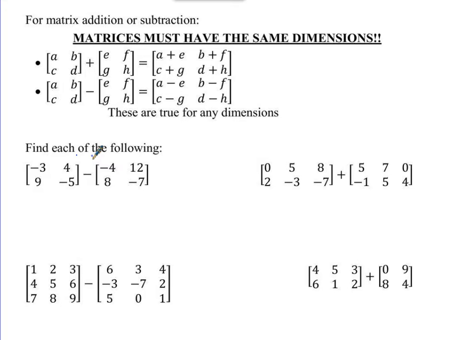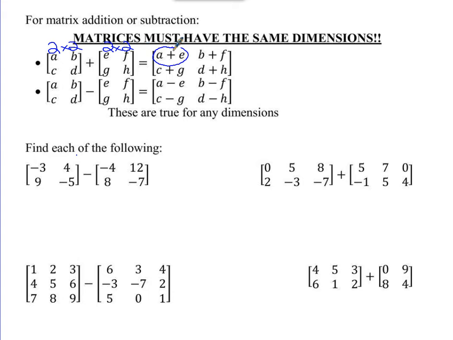So in this case, notice I have A, B, C, D plus E, F, G, H. They have the same dimensions. These are what? 2 by 2. Good. And notice that when we add a 2 by 2 plus a 2 by 2, we wind up with a 2 by 2. This is showing me addition.